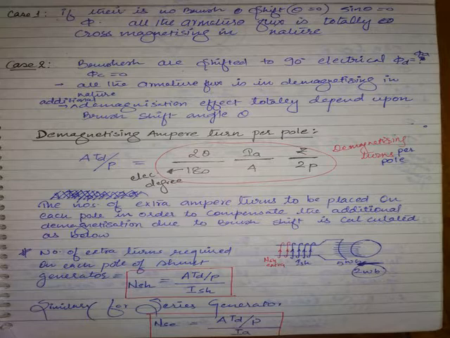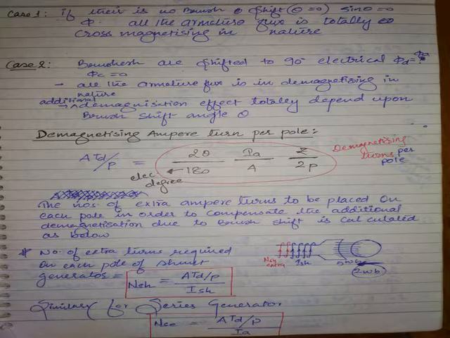Listen, see this formula, this expression. What is this? Total ampere turns per pole. What are these? Armature ampere turns per pole. These are representing armature flux. Flux won't come simply; flux comes with ampere turns only. So this armature flux is represented by ampere turns.